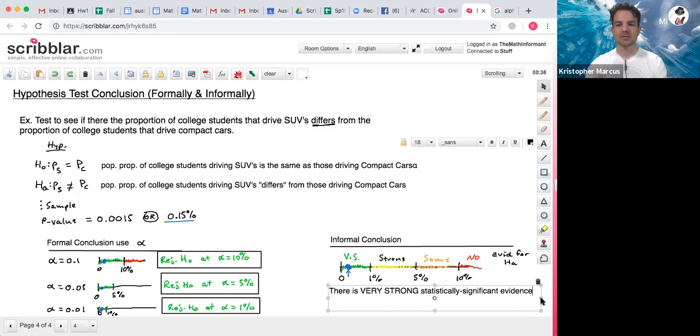And then the next statement is always about the alternative. What was our alternative? Well, go back over to the problem. Population proportion of college students driving SUVs differs from those driving compact cars. So we would say our p-value is giving very strong, statistically significant evidence that the proportion of college students driving SUVs differs from the proportion driving compact cars.